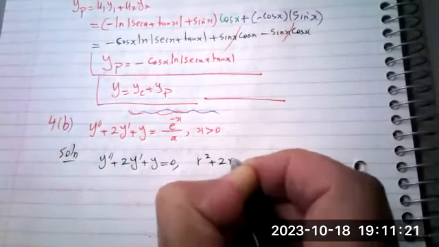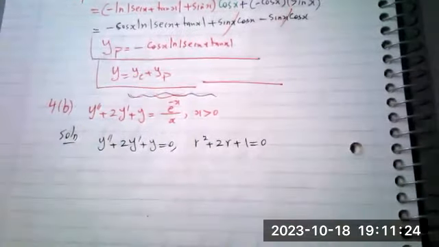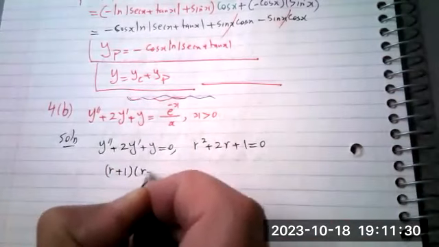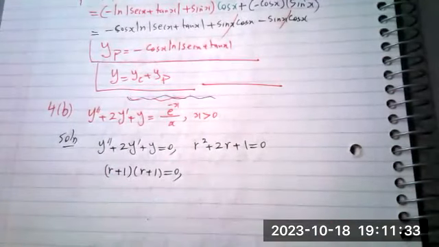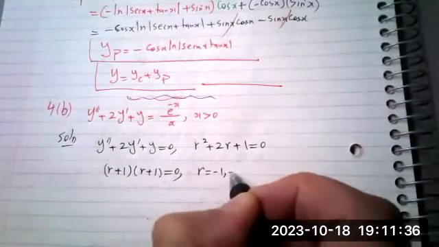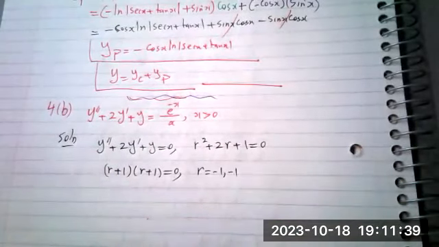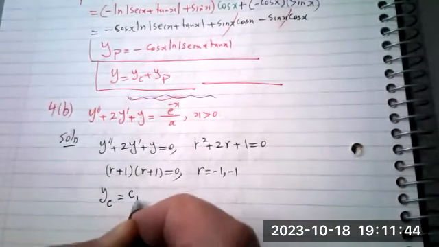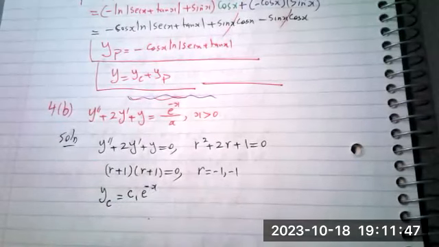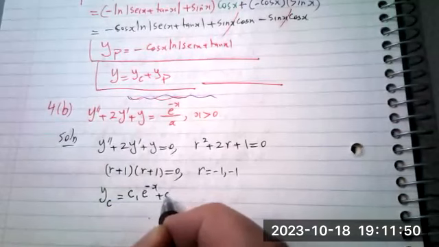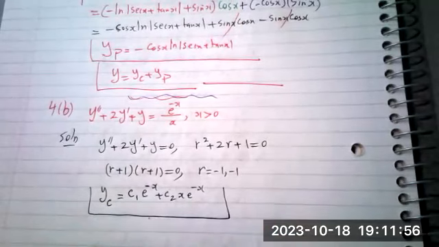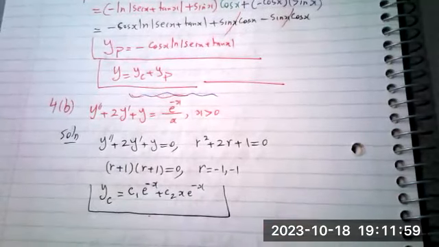The characteristic equation would be r squared plus 2r plus 1 equal to 0. It's a perfect square: r plus 1 times r plus 1 equal to 0. So we get the repeated solution, r equal to -1 and -1. So your yc is going to be C1 e to the negative x as the first one. Since it's repeated, C2 x e to the negative x is going to be the second solution. So that would be the homogeneous one.